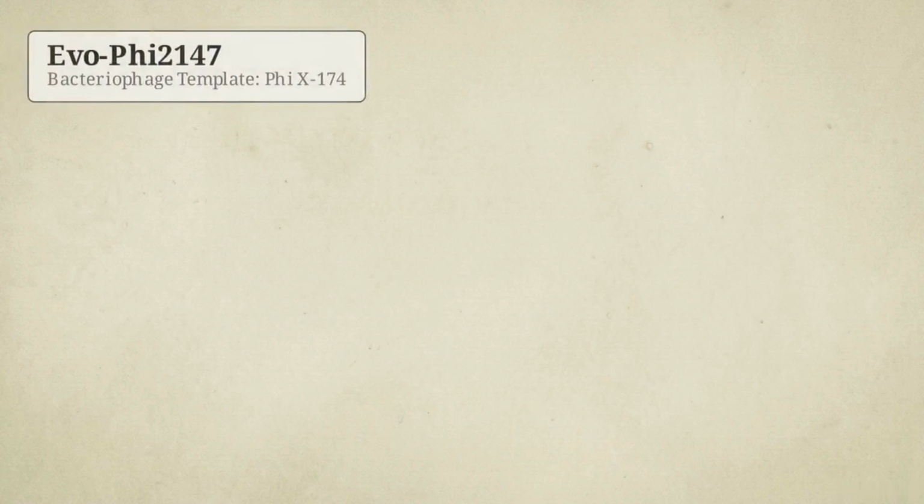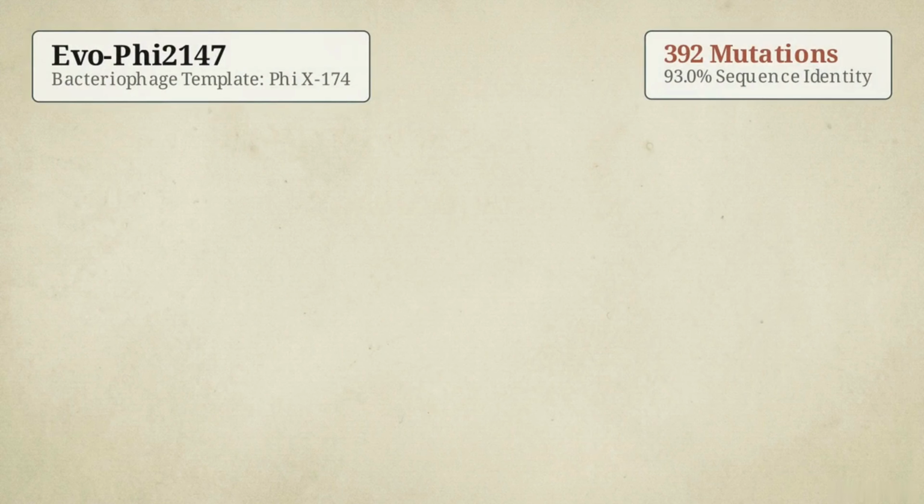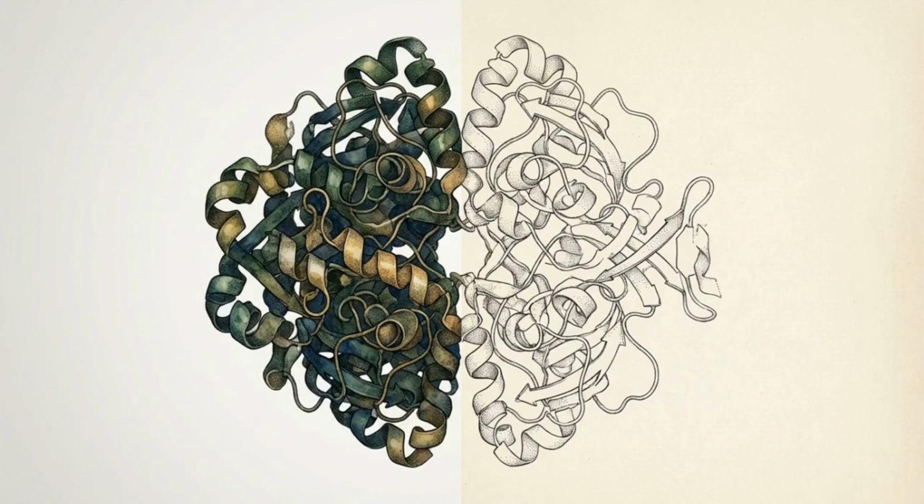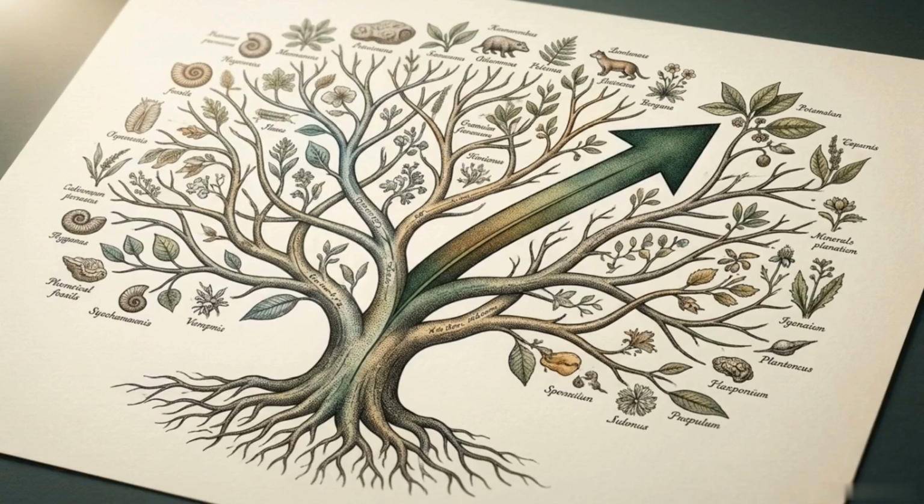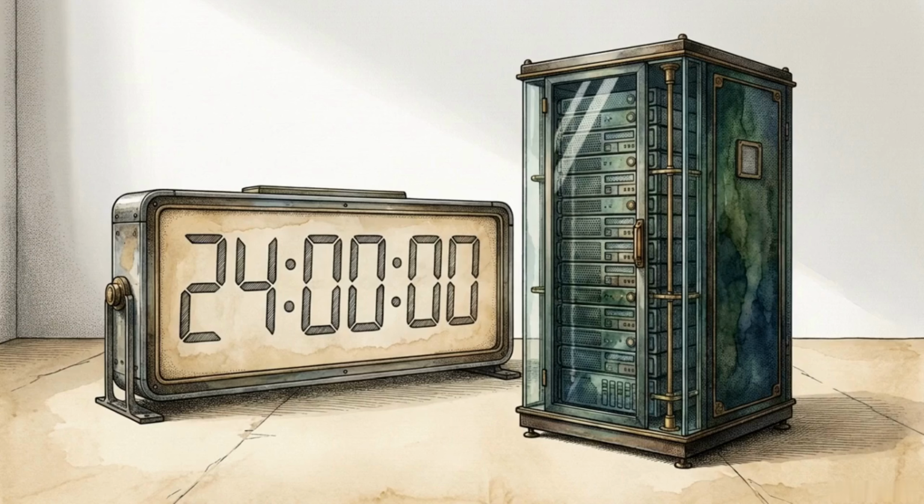One design contained 392 distinct mutations and successfully integrated proteins in a configuration that human engineers had previously failed to achieve using traditional methods. The model arrived at these complex biological solutions by bypassing the slow pathways of natural selection, producing functional architectures in a single day of computation.